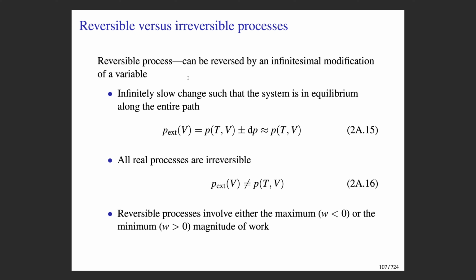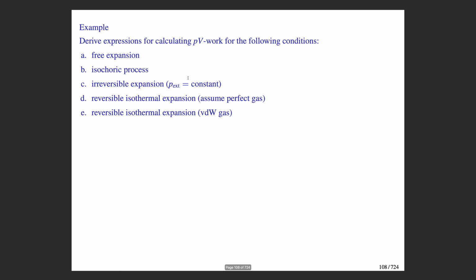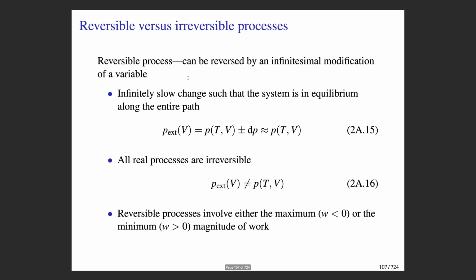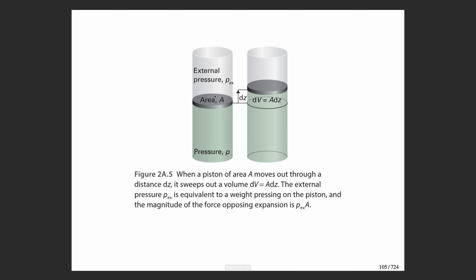Contrast that with an irreversible process. An irreversible process would be like taking a bucket of water, a whole bucket of water, and putting it on top of the piston. That would cause the gas to compress, and you couldn't stop that compression by simply removing one drop of water. It would continue to compress the gas.